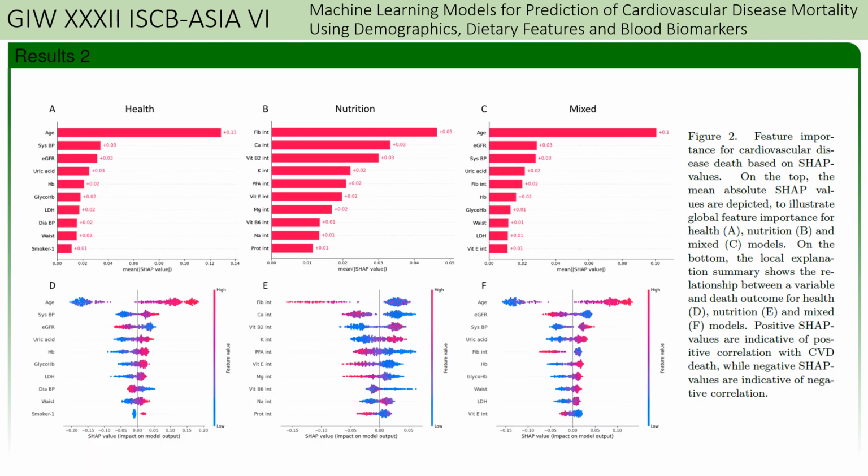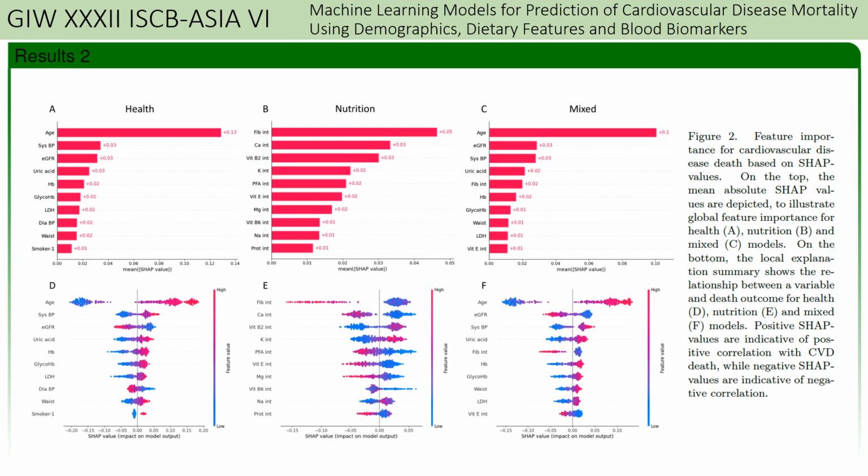In here we can see mean absolute SHAP values on top row and the relationship between variable and death outcome on the bottom row for the top 10 variables in each model. Age was found to be the most important variable overall. Most of the other important health variables have been already studied as significant for cardiovascular disease development, like blood pressure, smoking status, or glycated hemoglobin.